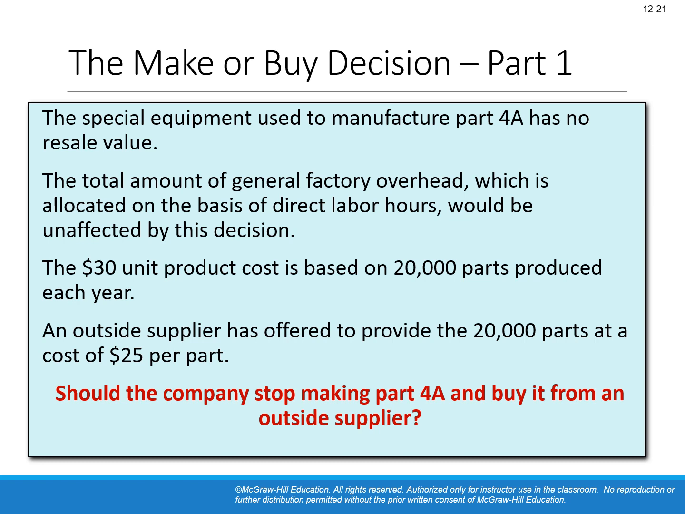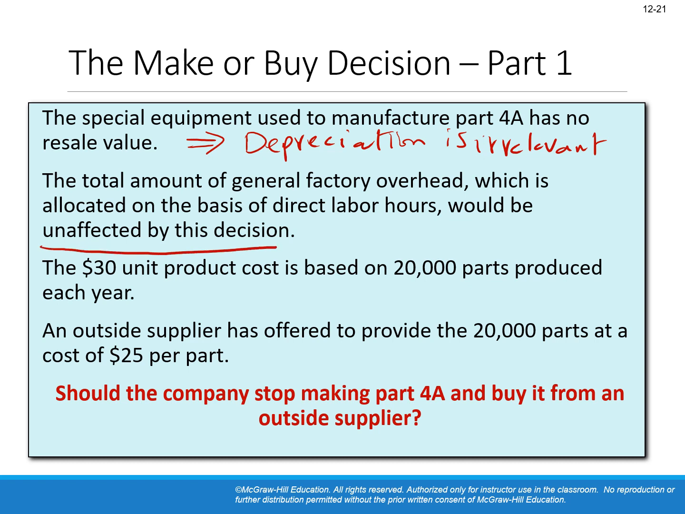The given also says the special equipment used to manufacture part 4A has no resale value. Therefore, the depreciation is irrelevant, so it shouldn't be taken into account. The total amount of general factory overhead, which is allocated on the basis of direct labor hours, would be unaffected by this decision. So in other words, the general factory overhead will be assigned to other products. It will not be eliminated, and thus it's irrelevant.